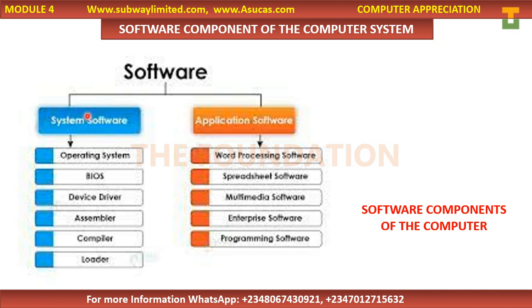System software is software that enhances functionality and enables the hardware components to work effectively. They also enable the software components to work effectively. Those are the system software, like your operating system. Without the operating system, your system will not work.